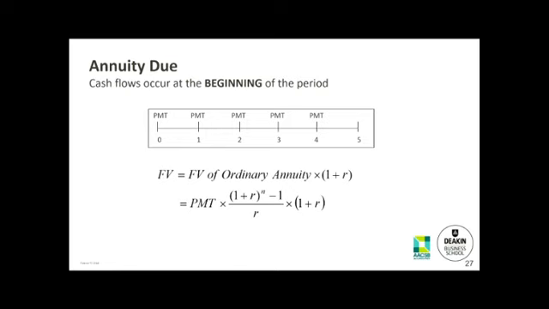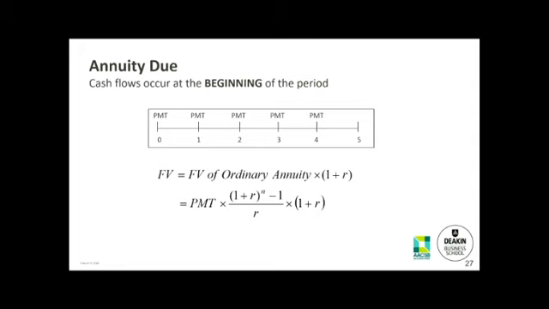The next slide is the equation for annuity due. I will leave this for you for practice purposes. As you can see, if you read those things, the only difference between ordinary annuity and annuity due is that there's a 1 plus R term at the end. But the intuition and application of the equation will be the same.